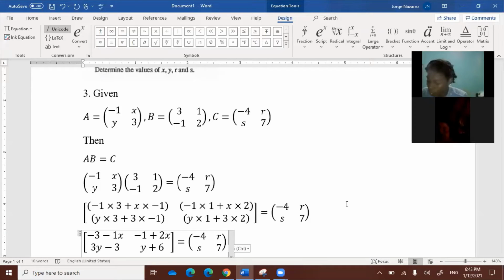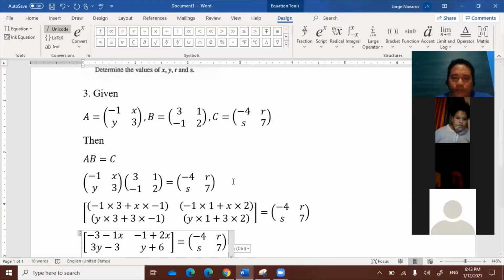Why do you have that -3 take away 1x? Yes, because -1 times 3, and a negative times a positive is a negative. That's why it's a -3. Then I have a positive x times a -1. A positive times a negative is a -1x. You can put it as -x if you wish. It is the same thing.